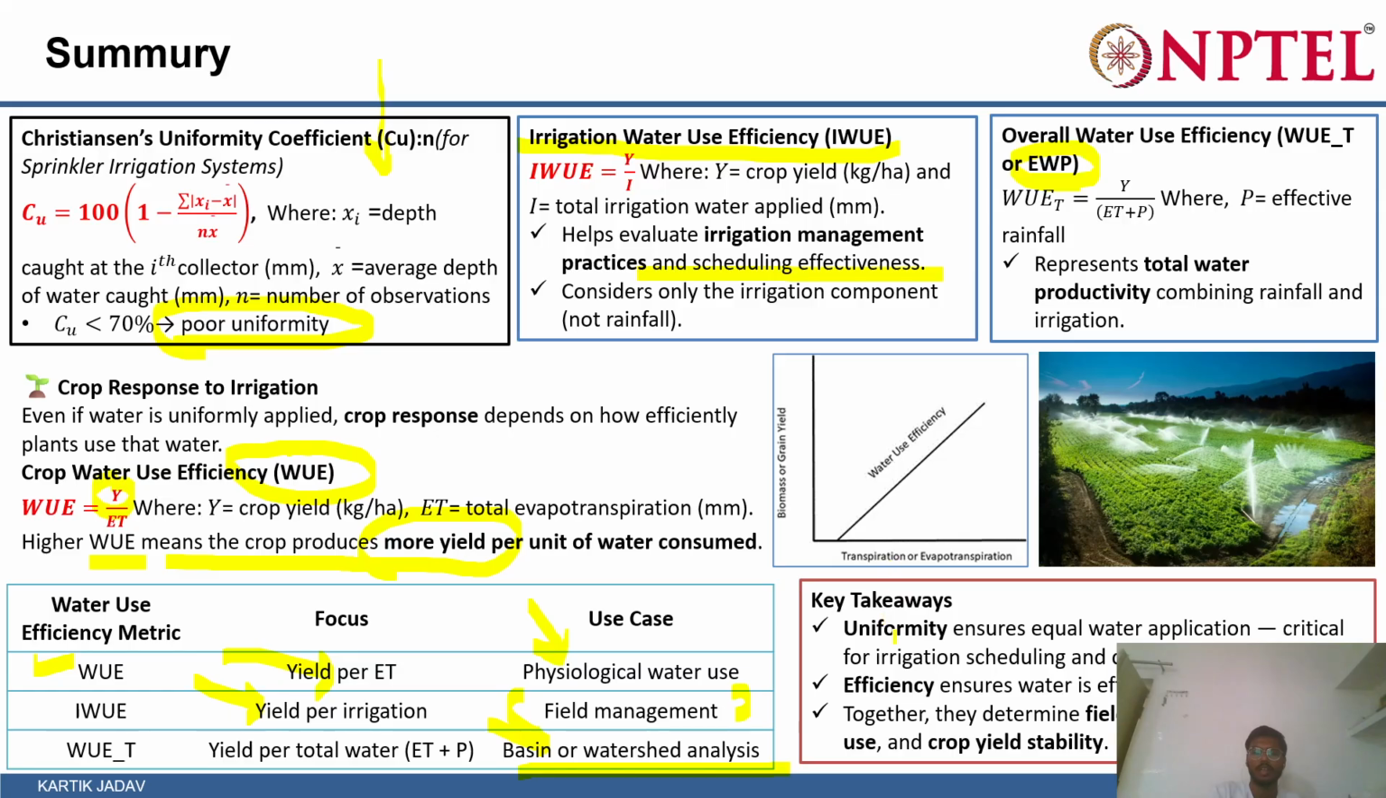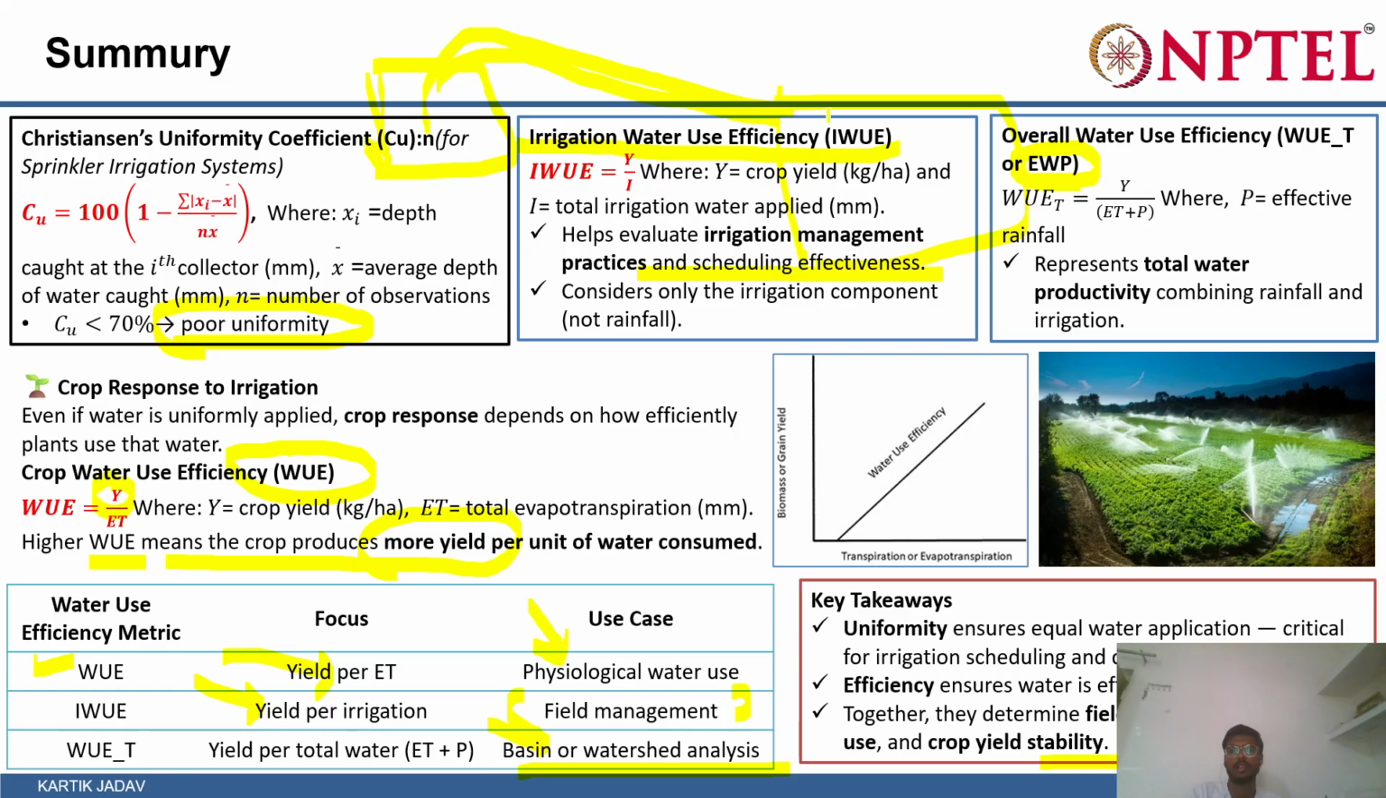Now, the key takeaway from this irrigation efficiency lecture is that uniformity ensures equal water distribution and is critical for irrigation scheduling and design. And efficiency ensures water is effectively used for the crop, and together they determine field performance, energy use, and crop stability. Also, you can see that starting from the water source, we are diverting this water to the agricultural farm. Then there are certain losses during transfer of this water to the field.